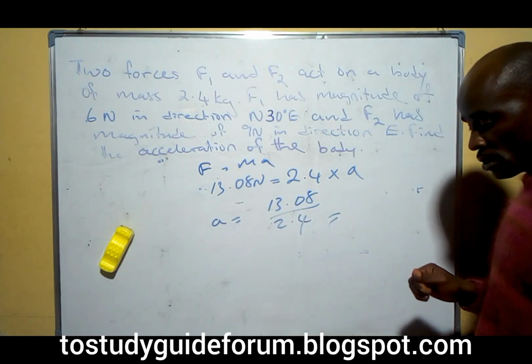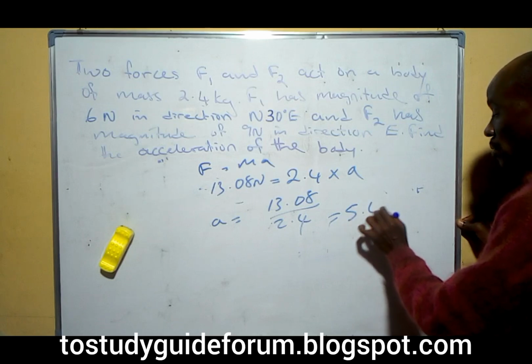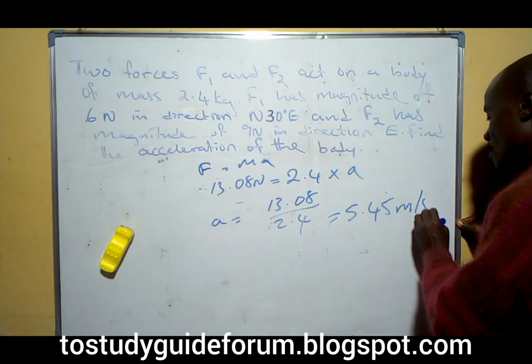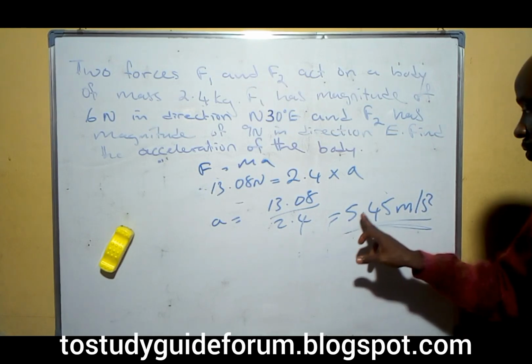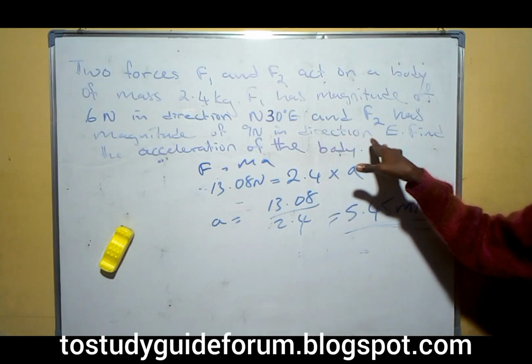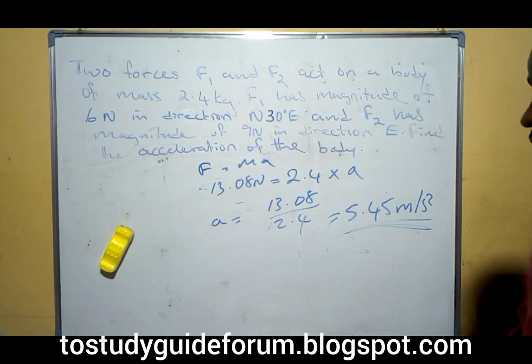That will give us 5.45 meters per second squared. This is our acceleration that we are looking for, that we will have if the two forces are acting in different directions.